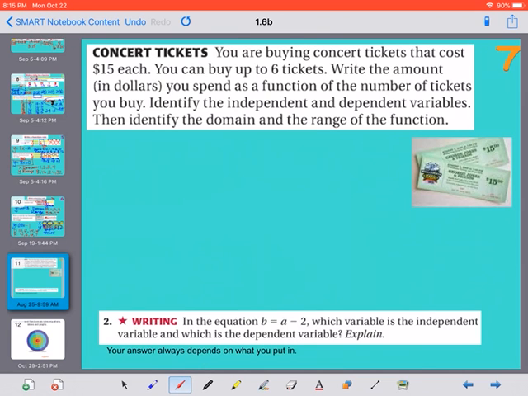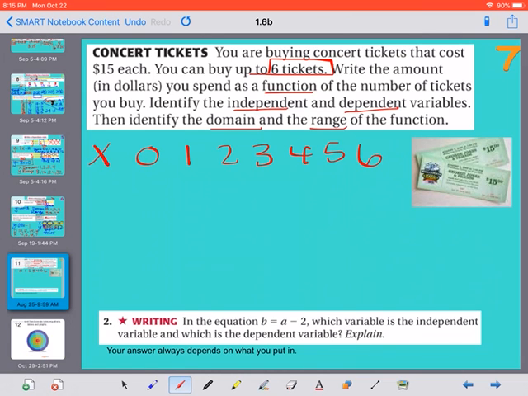It says concert tickets. You're buying concert tickets that cost $15 each. You can buy up to 6 tickets. Write the amount in dollars you spend as a function of the number of tickets you buy. Identify the independent and dependent variables. Identify domain and range. So first, it says we are buying concert tickets that cost $15 each. We can buy up to 6 tickets. So we could buy 0 tickets, 1 ticket, 2, 3, 4, 5, or 6 tickets.